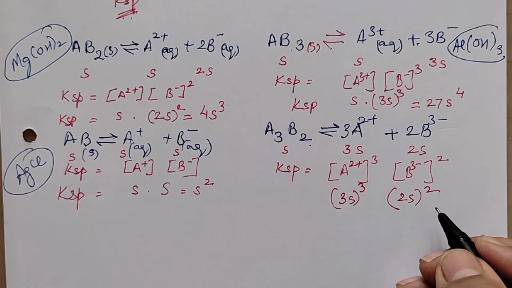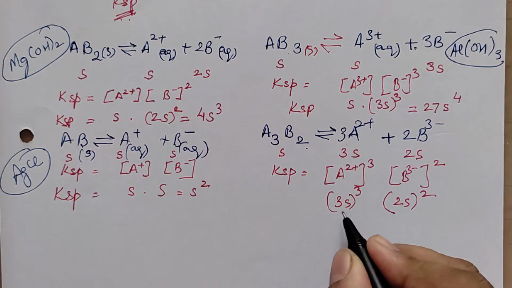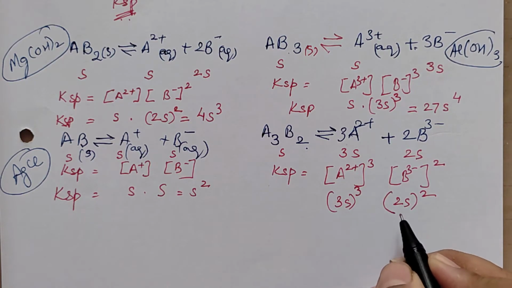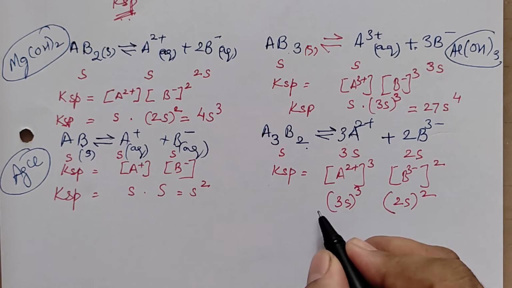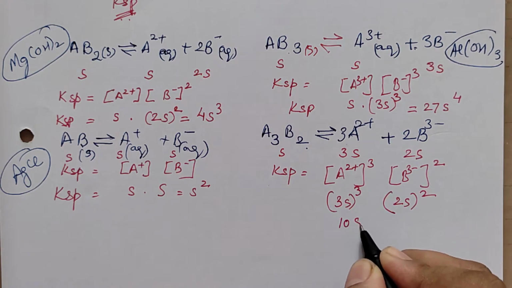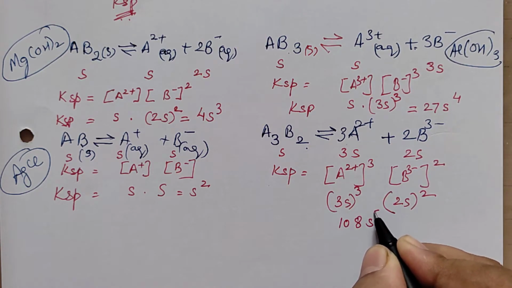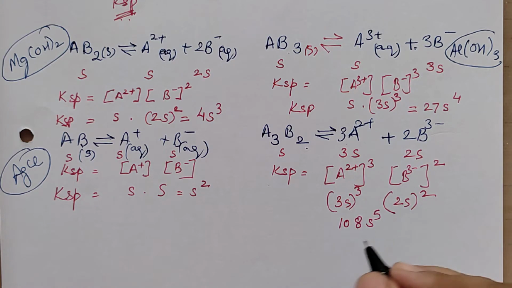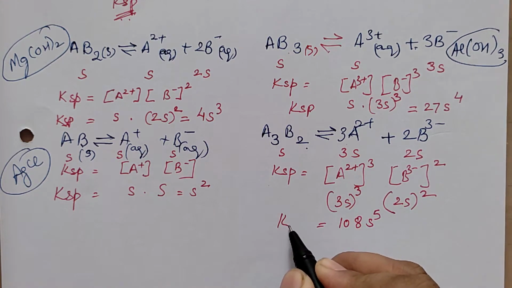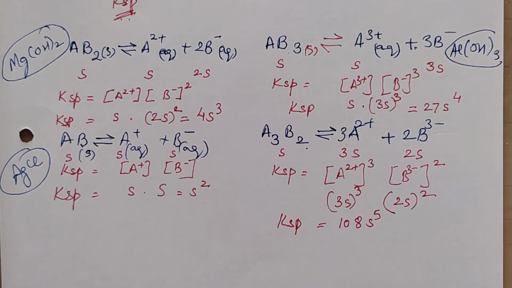Okay, so you can solve it. This will be 27 and this is 4. That means, yes, it will be 108 S to the power 5. This is cube, this is square. So for this type of salts, you will get it like this.